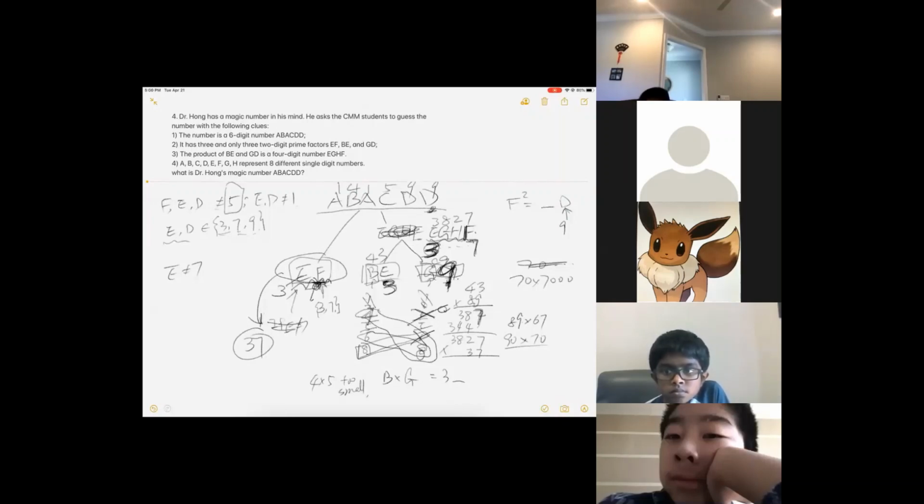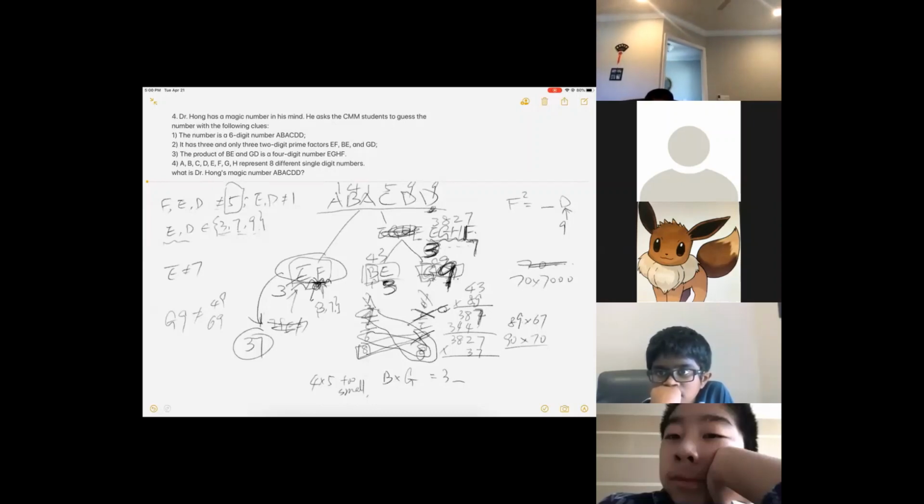And then because they're prime, G9 cannot be 49. 49 is a square of 7. Cannot be 69 either, right? So using these hints, these clues, you can narrow down your search space, and finally you can find the answer to this question. Okay, so the difficulty level is very high.